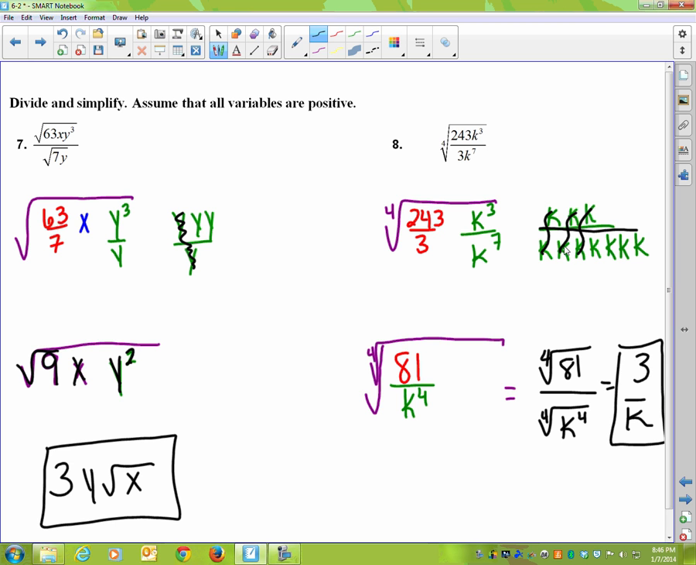Right? Notice that k was in the denominator. All of the numerator canceled. It was in the denominator. It has to stay in the denominator. Number 7, the y's stayed in the numerator because the denominator canceled out. So you have to pay attention to where your k is located after it's been simplified.